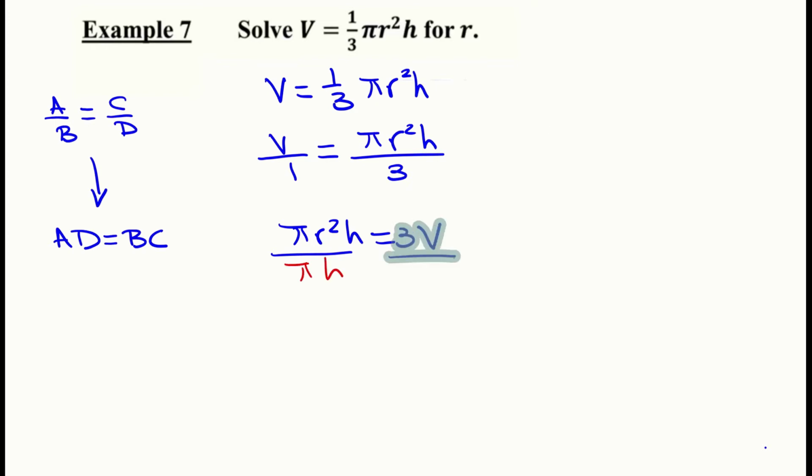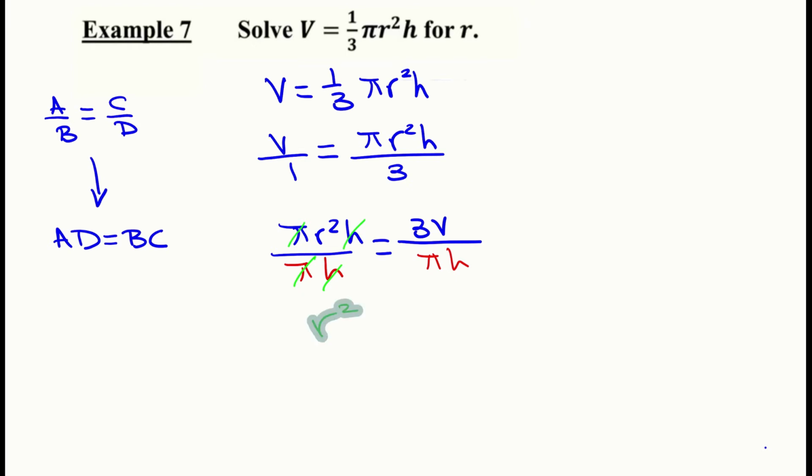Let me write this a little further up. Ideally, your fraction line should be centered around the equal sign, so you want to be real precise, okay? And then we do the same on the right side, of course. So now we notice that we can cancel out the pi and h on the left side.